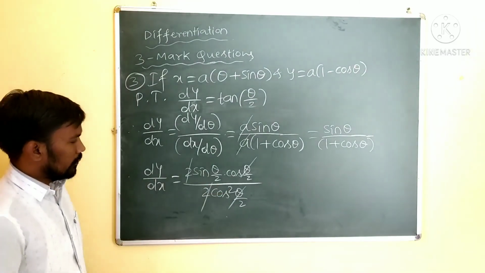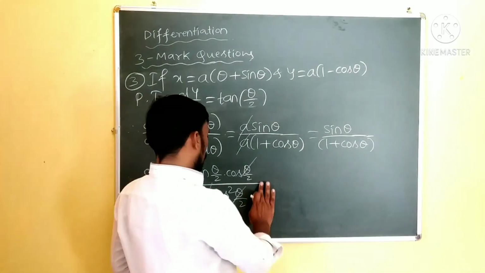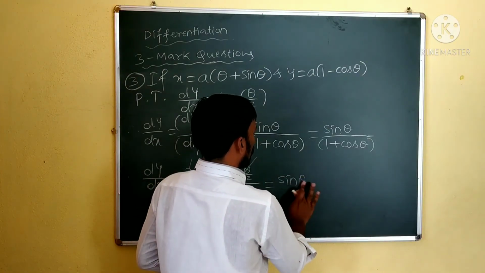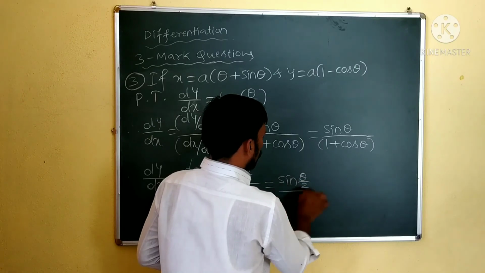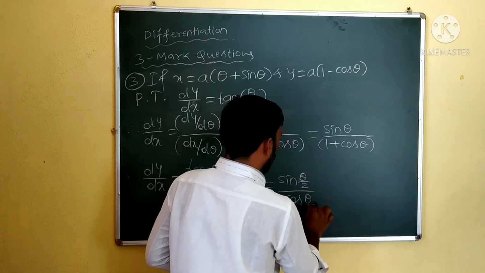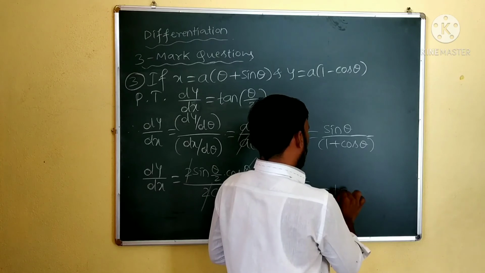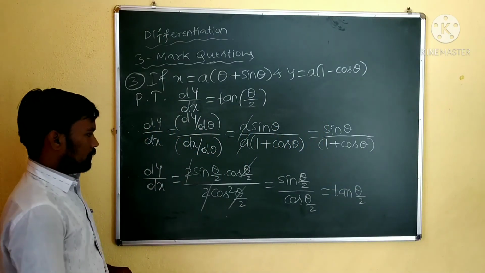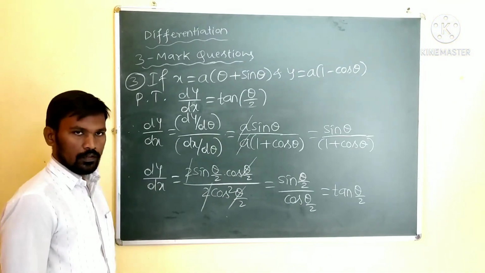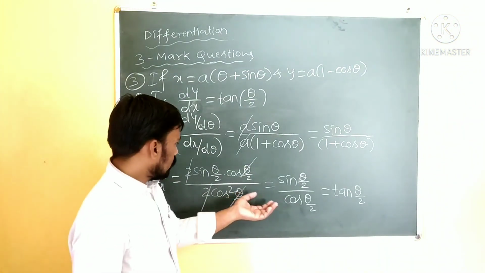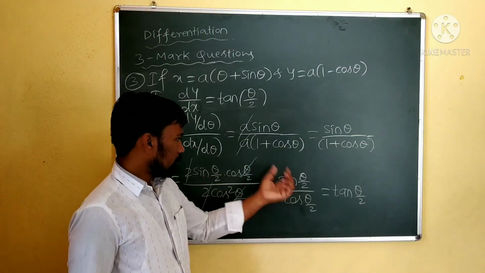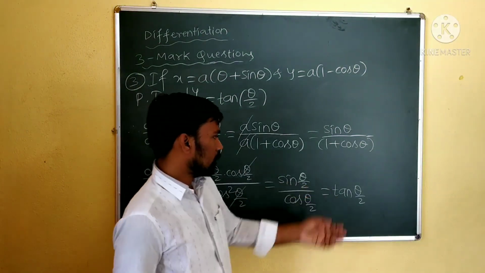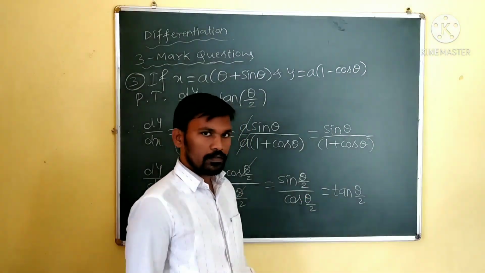Like this, one cos theta by 2 will be cancelled in the denominator. So after cancellation, write down the remaining terms in numerator and denominator. In the numerator, we are left with only one term, sin of theta by 2, and in the denominator, cos of theta by 2. Sin by cos is nothing but tan theta by 2, which is the required proof.